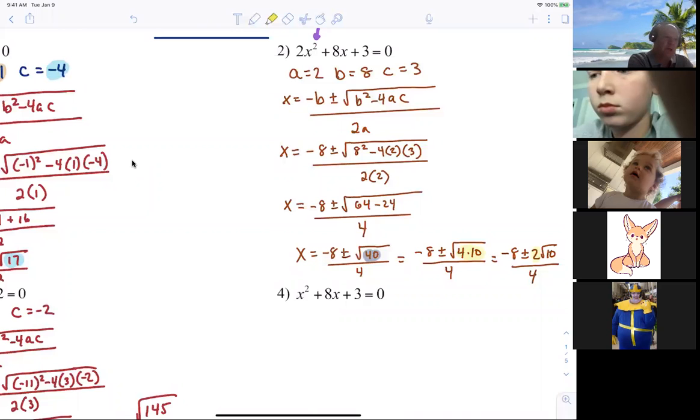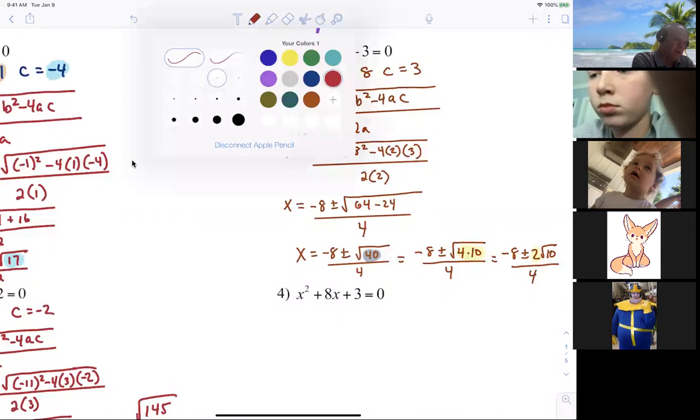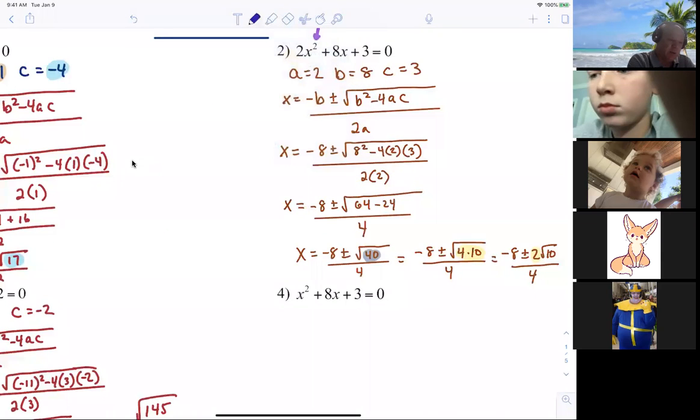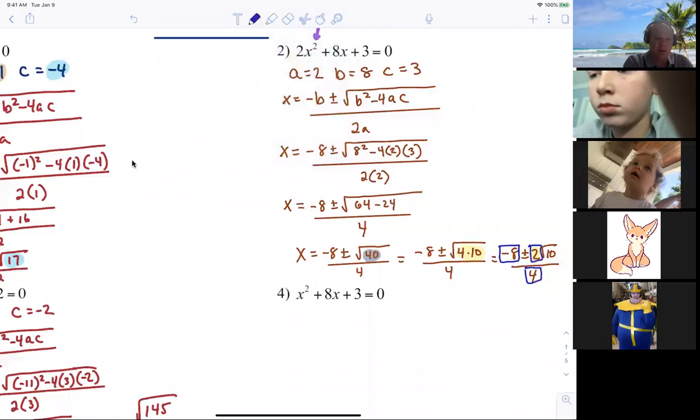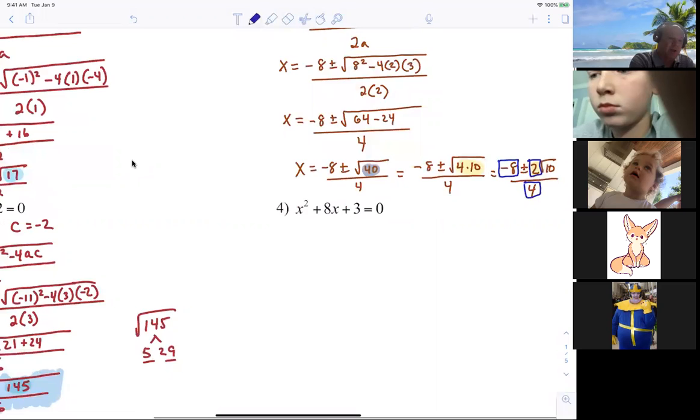You're welcome. Okay. Now what I want to do is look at these numbers here. I'm going to choose a better color. I'm going to look at the -8, the 2, and the 4, and recognize that those can all be divided by 2. Notice I didn't say the 10 because the 10 is the irrational part. So now I'm going to divide by 2.